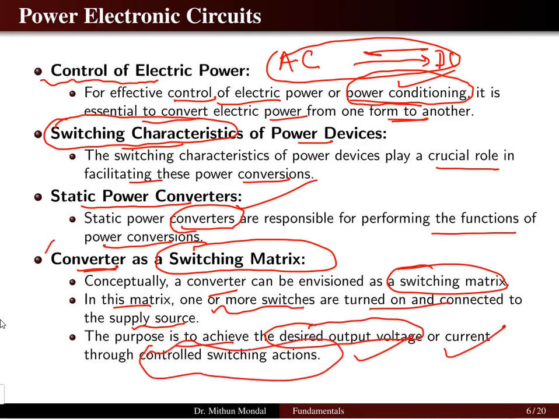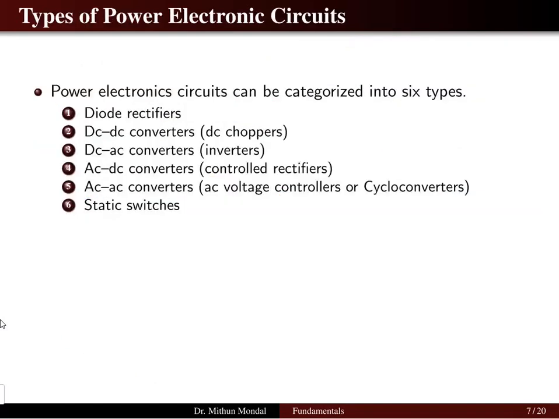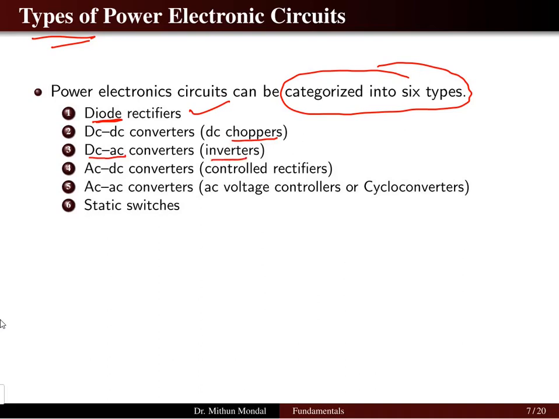So these converters are not a single device, but a switching matrix. When we talk about the types of power electronic circuits, we can categorize them into 6 major types. First one is the diode rectifier, which is basically conversion of AC to DC. Second one is DC to DC converters, which are termed as choppers. The third one, DC to AC converters, which are known as inverters. AC to DC converters, which are known as controlled rectifiers.